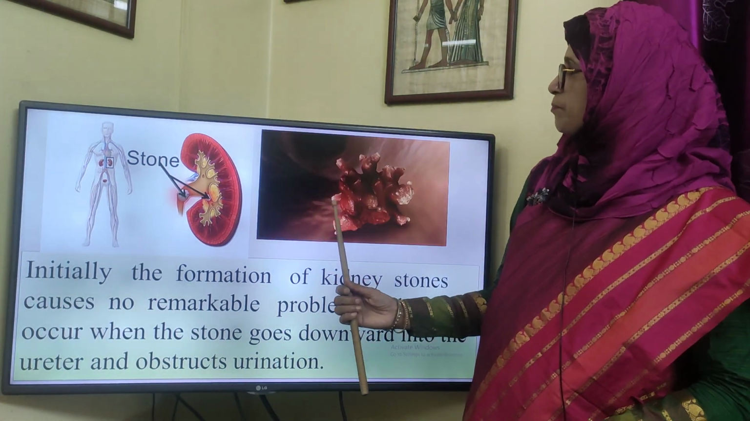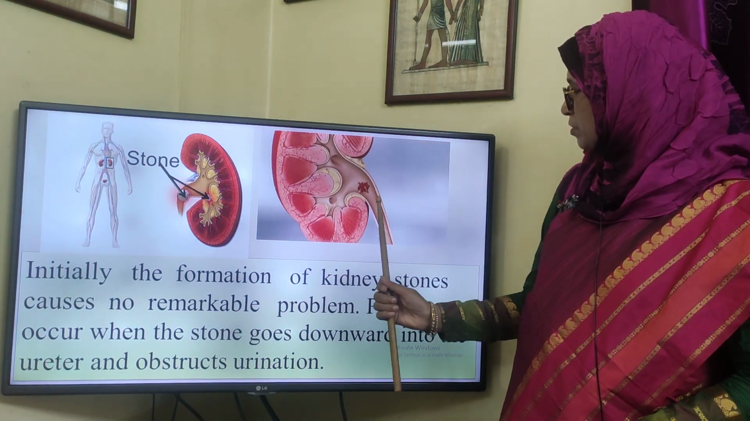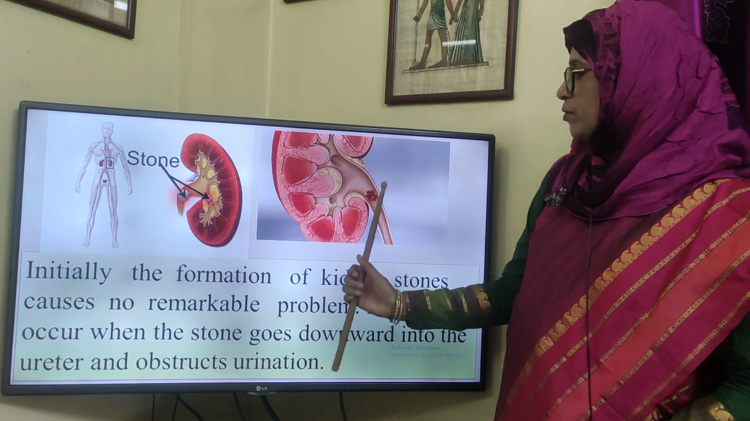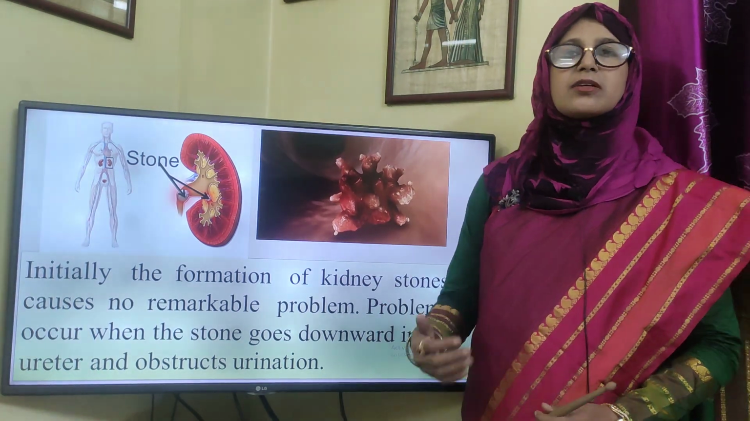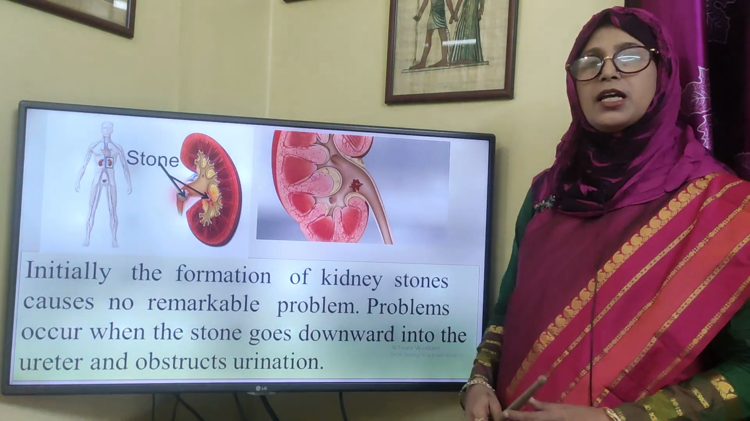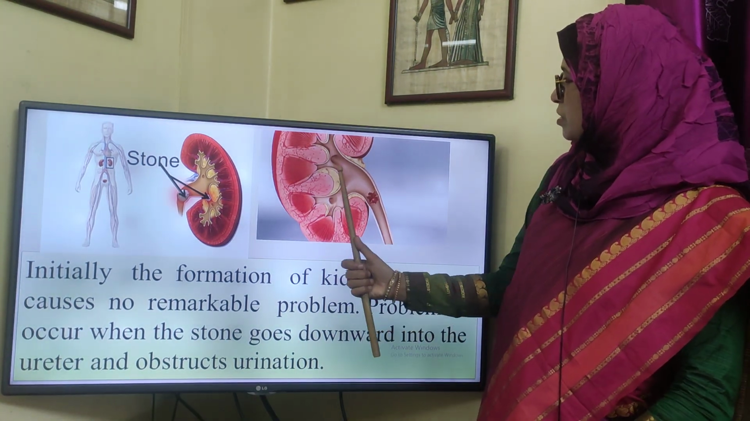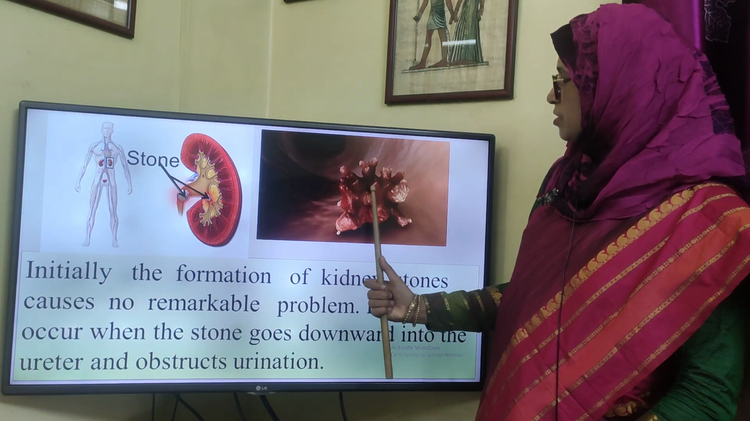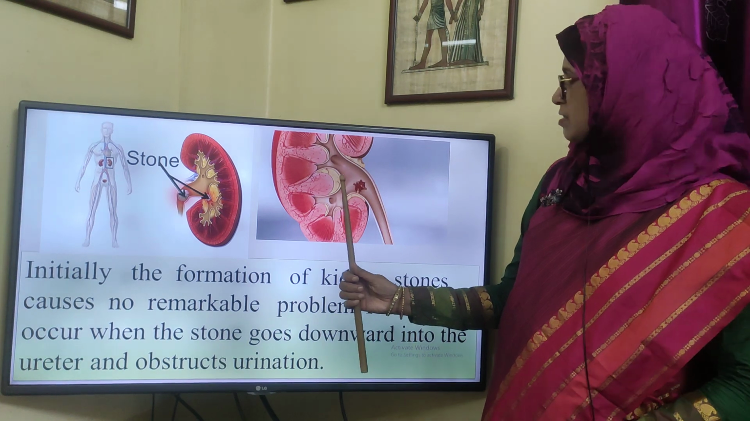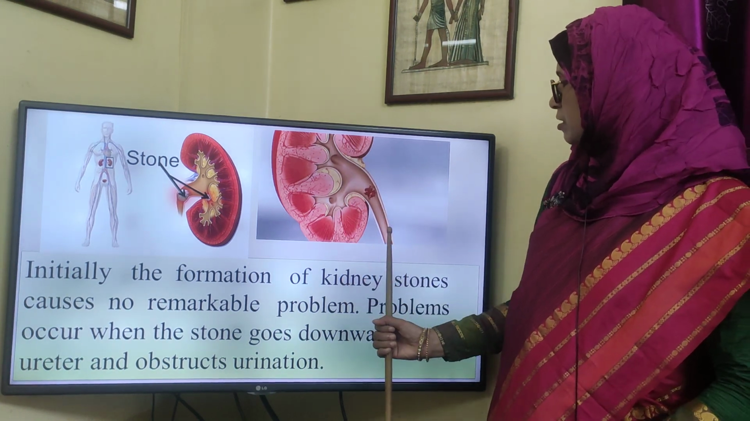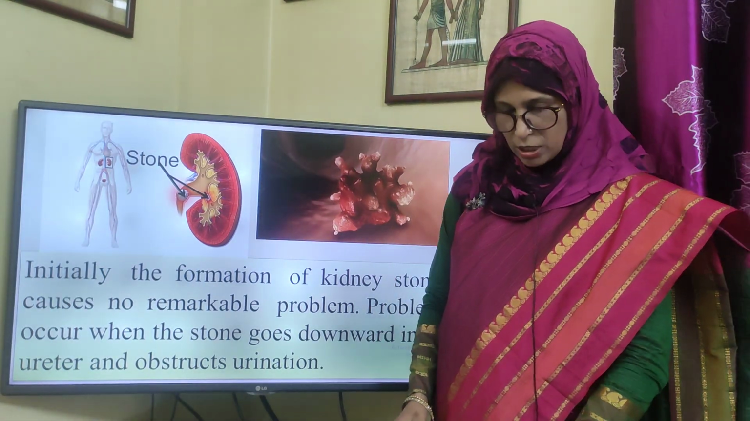But see this figure, this one is the kidney stones. When these stones come downward towards the ureter, then they create urination problems. Okay, see the figure. So these stones come inside from here, this one is the stone, see here, and when it is coming down toward the ureter, this is the ureter, and this creates the urinary problem.